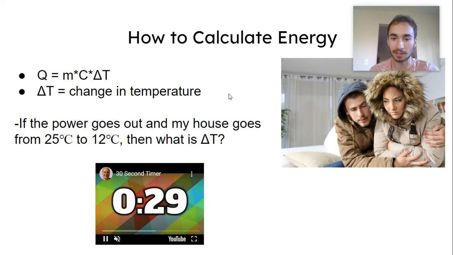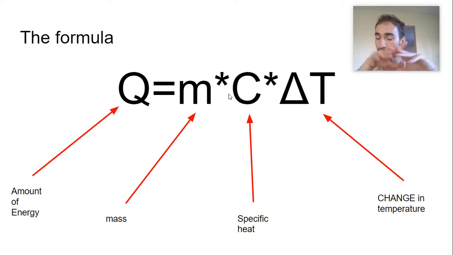Now I'm going to put it all together. So here's the formula. Q equals mcΔT. Q is the amount of energy. M is the mass. C is the specific heat, how much heat you need to turn it 1 degree hotter. And then you have the delta T, how much the temperature will change. Which makes sense because you need to know how hot it's going to get, and then you'll need to know how much energy it usually takes to heat 1 degree.